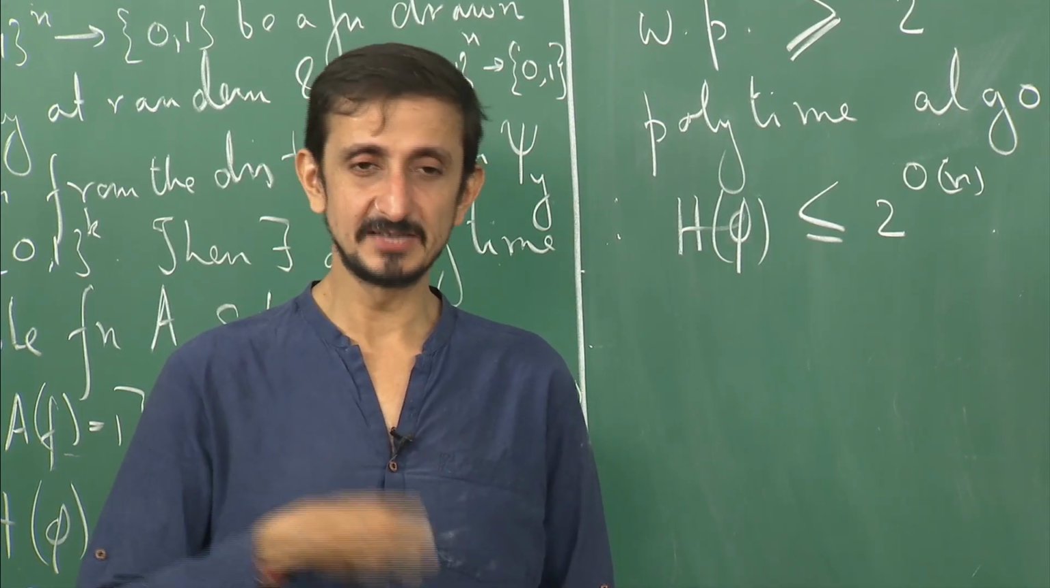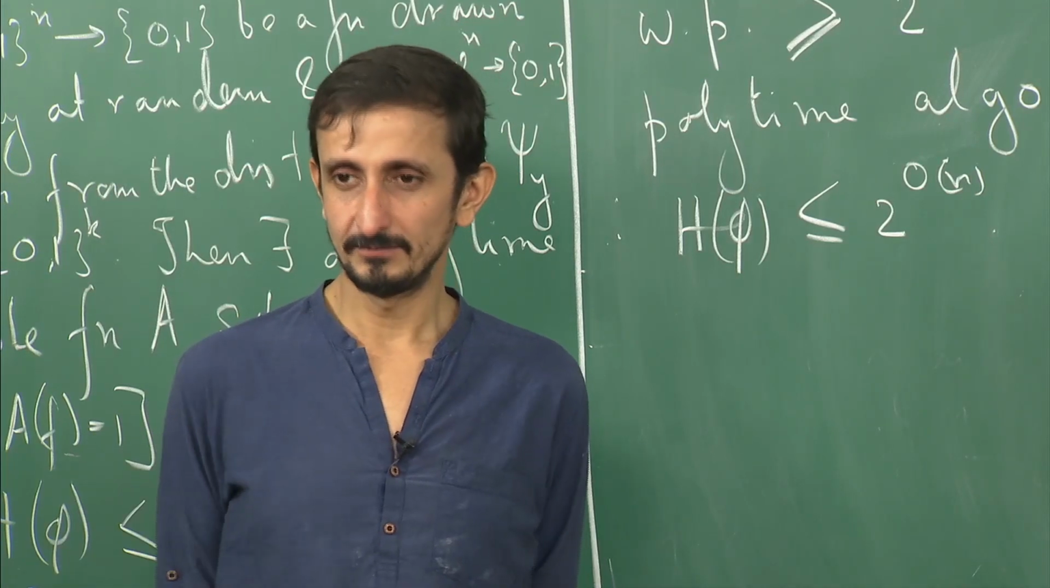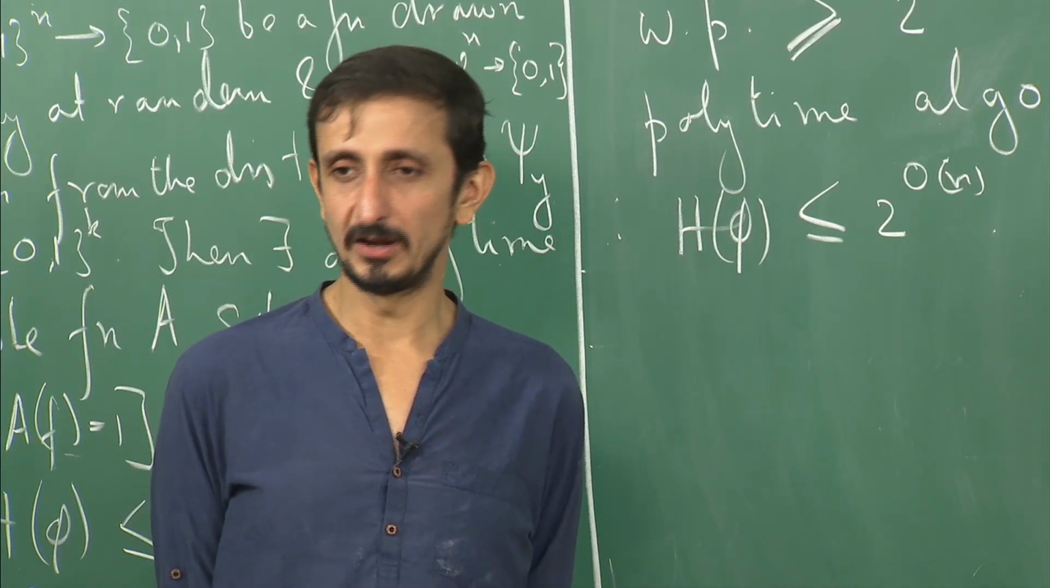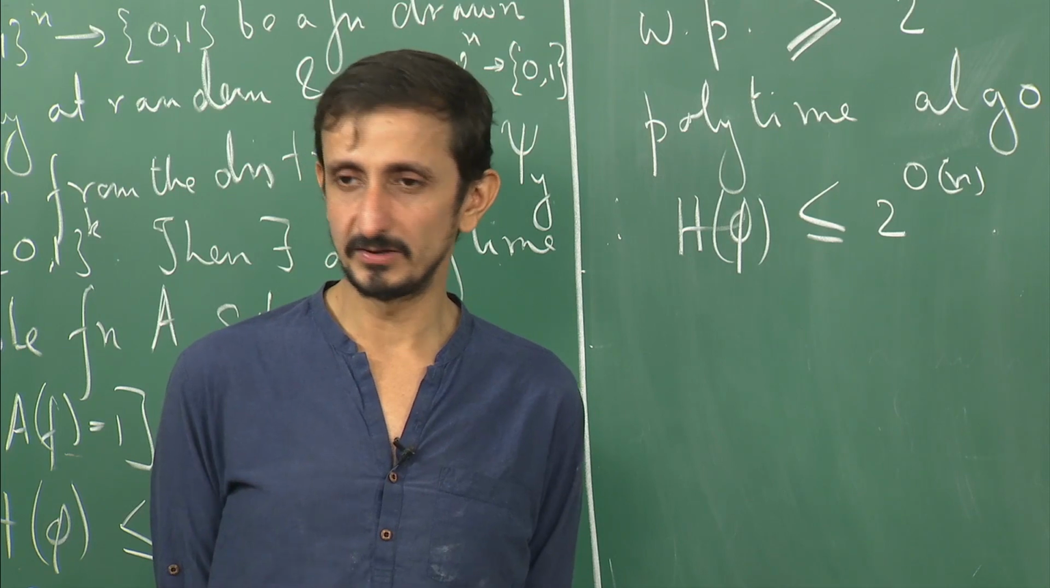For NC1 also nothing is known, because ACC0 is contained in NC1. Any mod can be simulated by log depth. So nothing is known with respect to NC1 as well.